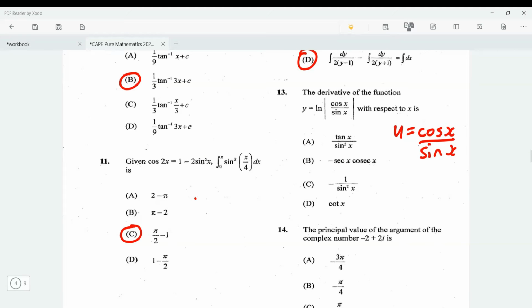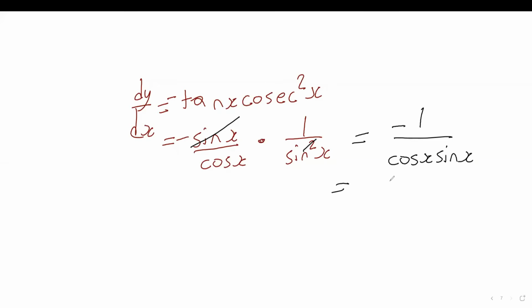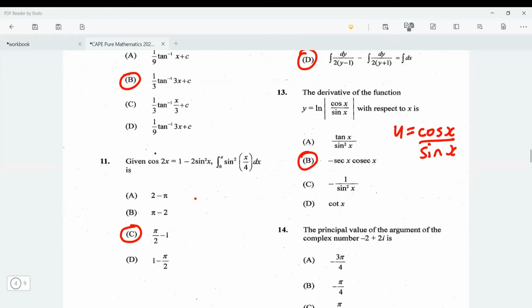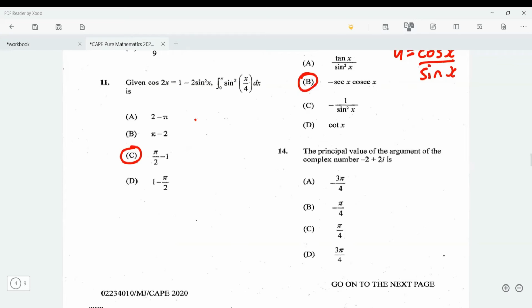Okay, that is not right there. So let's see if we can simplify it. Now, minus 1 over cos is, and 1 over sine. So 1 over cos is sec, so this is sec x, and 1 over sine is cosec x. So that's minus sec x cosec x. That's option B. Nice.